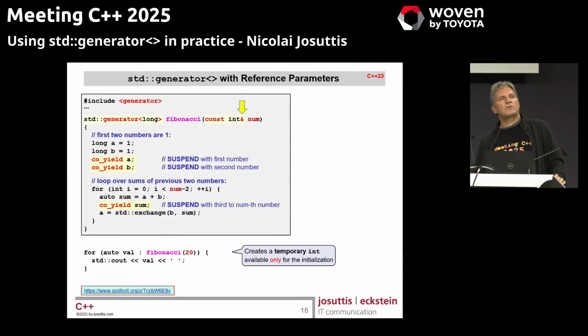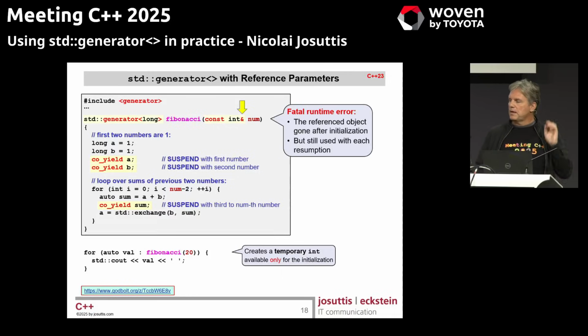So if the coroutine then starts to run later on and you use this reference, it refers to something that is no longer there. So the referenced object is gone after the initialization of the coroutine. And you can no longer use it later unless you made sure that your reference refers to something that's really available throughout the coroutine. And don't be confused, because it looks like on the calling side the 20 is in the scope of the range-based for loop, and that 20 should be available the whole time.